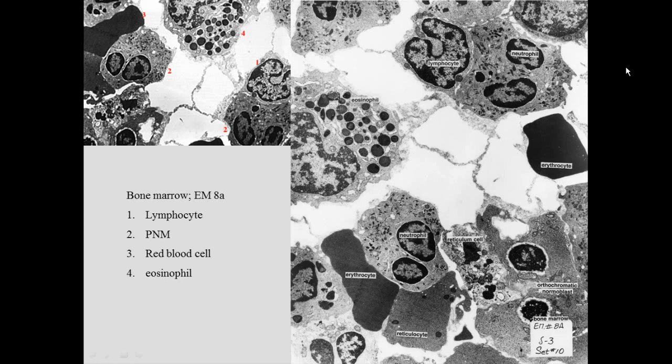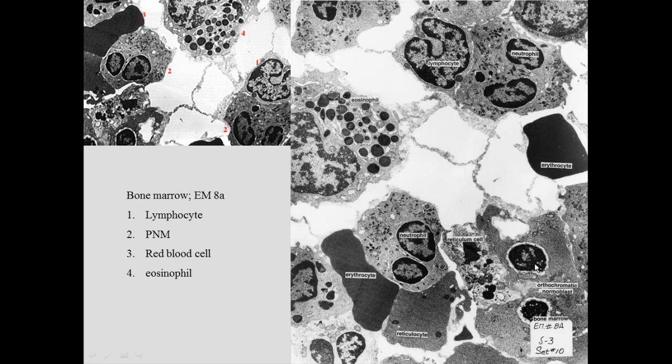In the granulocytic series, we can see neutrophils with the basophilic and the lighter ones, and the dumbbell shape specific granules in the neutrophils. And this is eosinophil, has larger granules than a neutrophil, and also it has a crystalline structure inside these large granules.